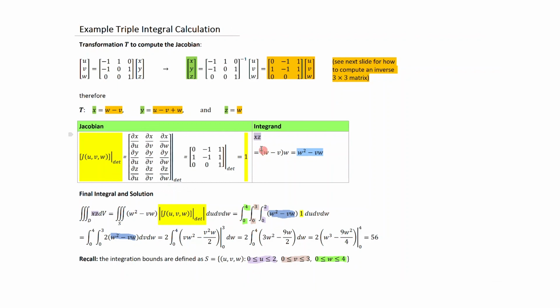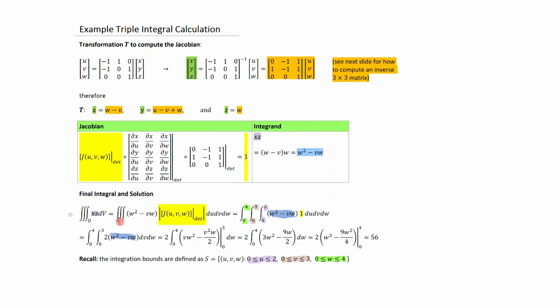The next thing we need to do is to substitute for x and z, using these expressions. x becomes w minus v, and z becomes w, and therefore you end up with this expression. Multiplied out, you get this. So that means that in the final integral shown here, xz dV gets now replaced by w squared minus vw. This is then the transformed differential volume.